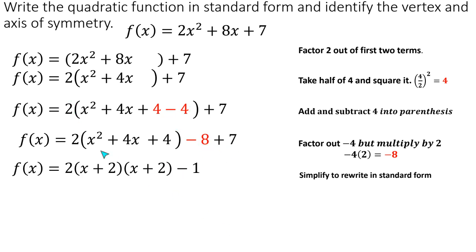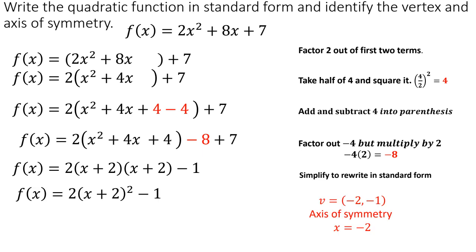If we factor the parentheses, we get x plus 2 times x plus 2. Remember I said there was a shortcut. After you took half of 4, we got a 2. And so that's the number that you use here. So 2 and 2. So now x plus 2 times x plus 2 is x plus 2 squared. And so now we have it in standard form.